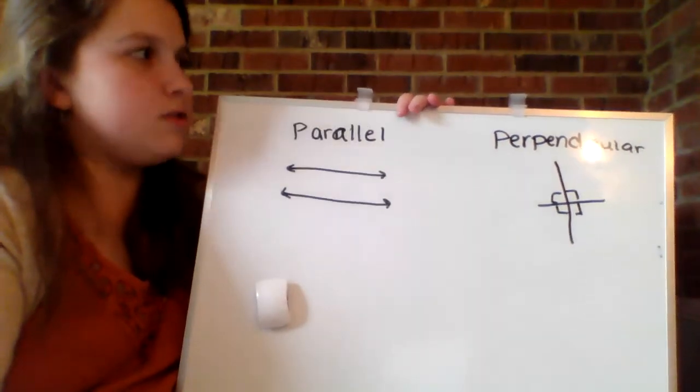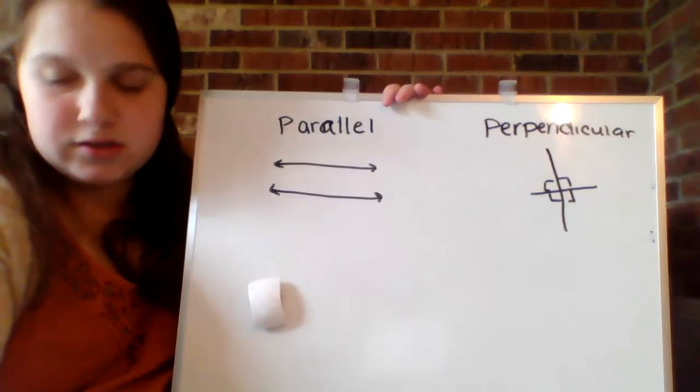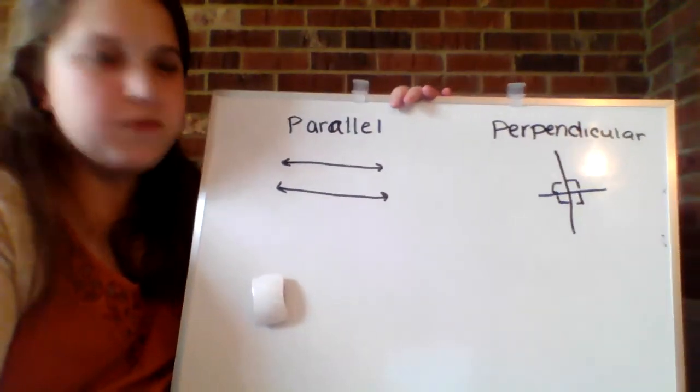Parallel lines do not intersect. They're two lines that will never touch. They'll never cross one another. They'll never meet up.